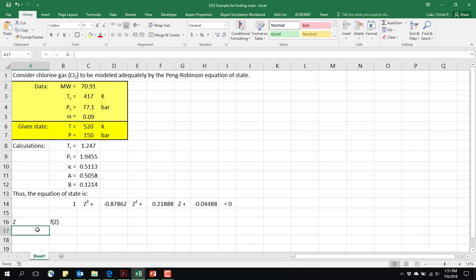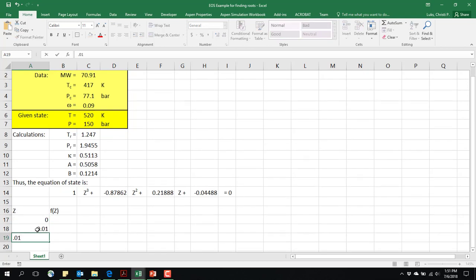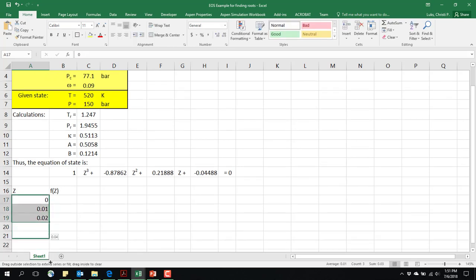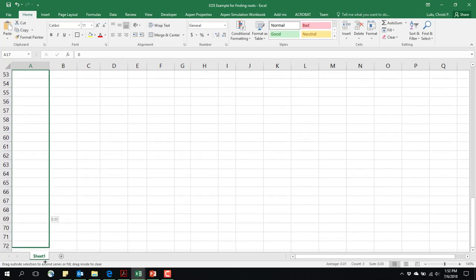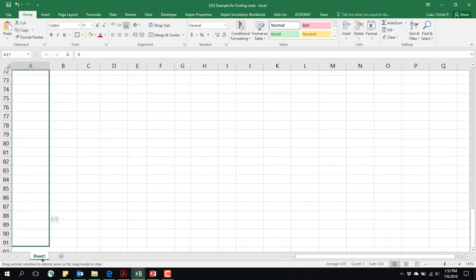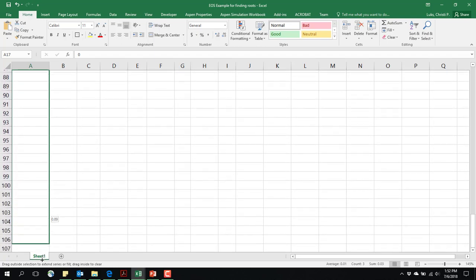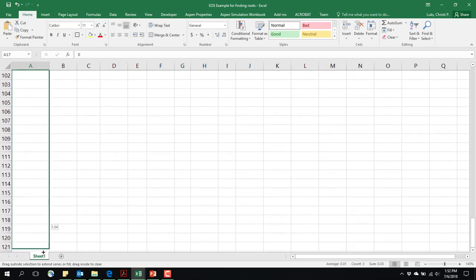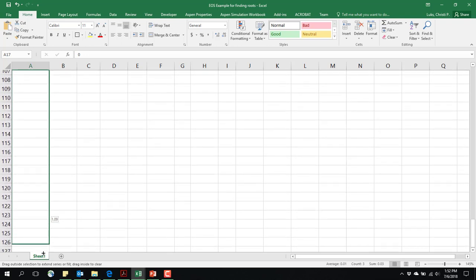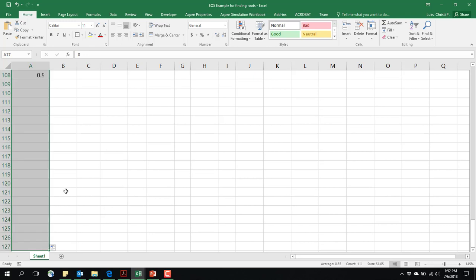Now Z, the compressibility factor, I expect it to be positive, and I expect it to be no more than slightly greater than 1. So let me just put in some Z's here, and I'm going to increment this fairly small. And we'll extend this down to maybe 1.1. I mean, Z can be greater than 1, but usually it isn't much greater than 1. Okay, so 1.1. There we go.